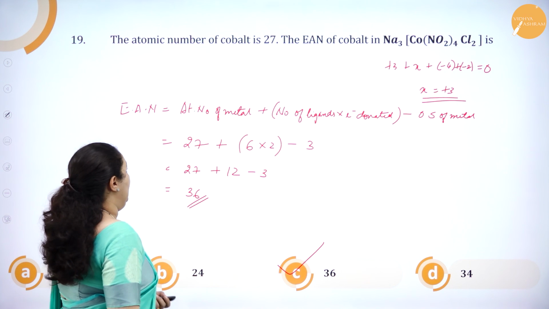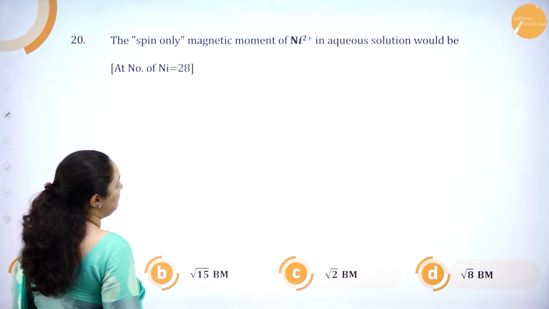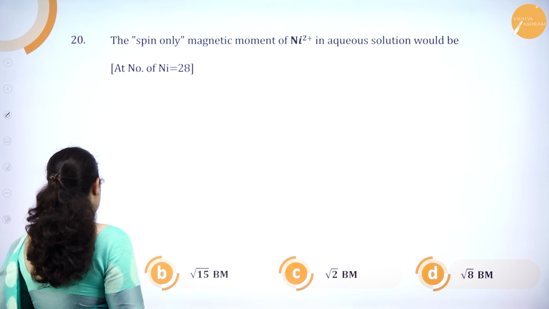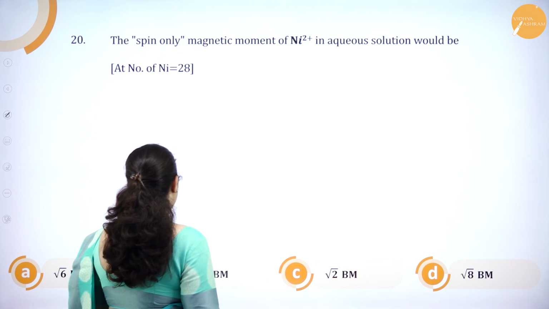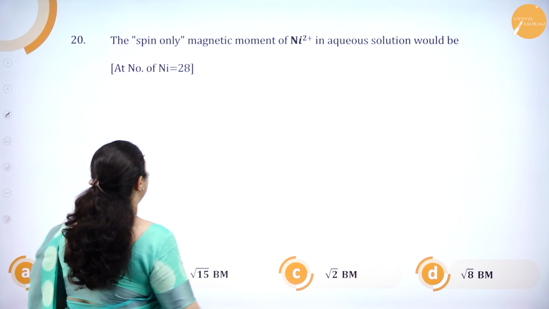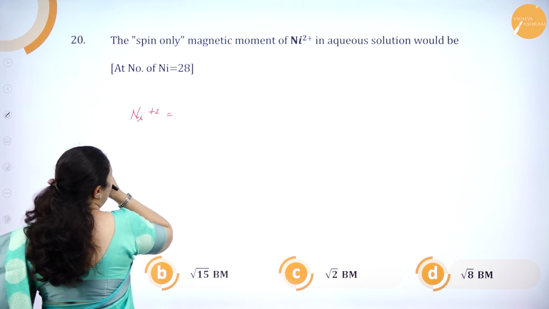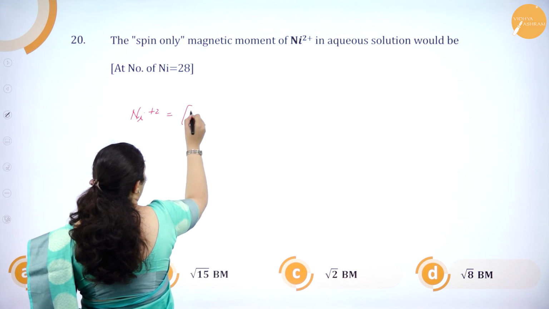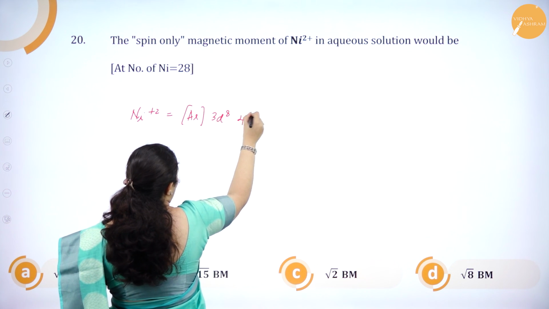Okay. Next question. The spin only magnetic moment of Ni plus 2 in aqueous solution would be root 6 BM, root 15 BM, root 2 BM, root 8 BM. Just by looking at this I can tell it is root 8 BM. How, if you ask? It is very simple. For the Ni plus 2 state, they have given the atomic number, it is a d8 system. That is argon with 3d8 4s0.